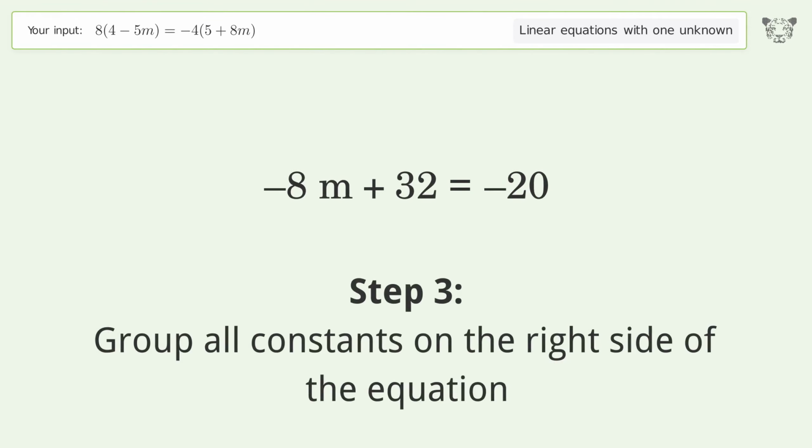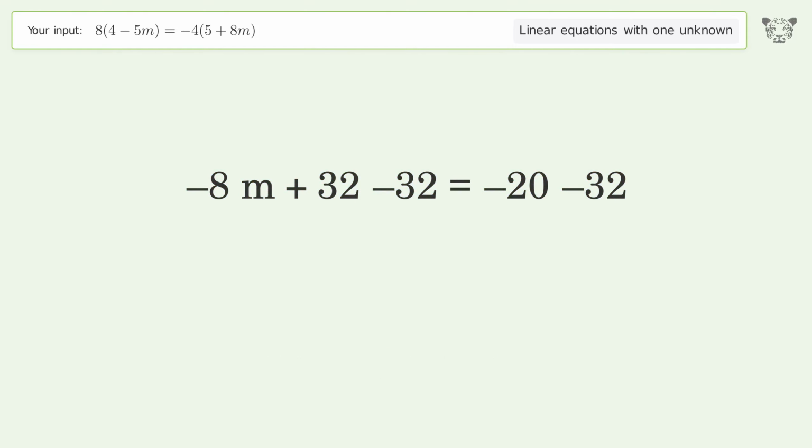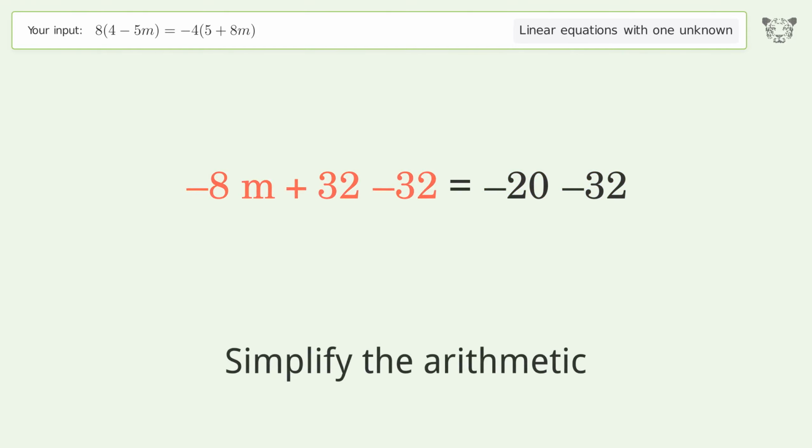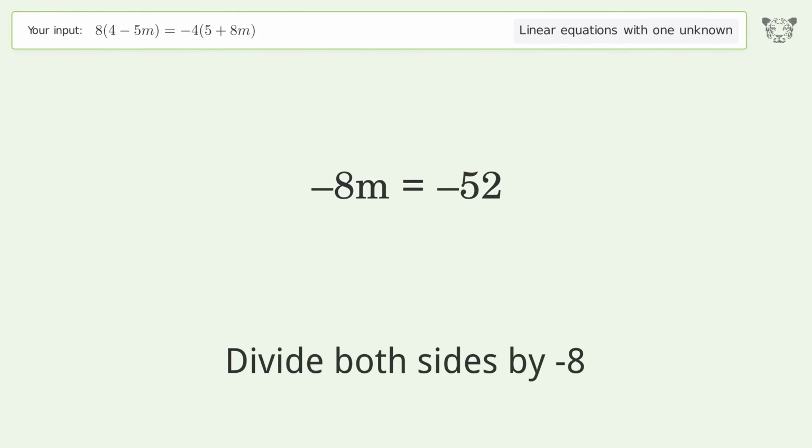Group all constants on the right side of the equation. Subtract 32 from both sides. Simplify the arithmetic. Isolate the m. Divide both sides by -8.